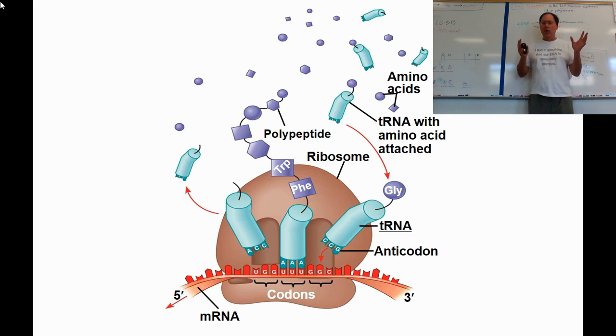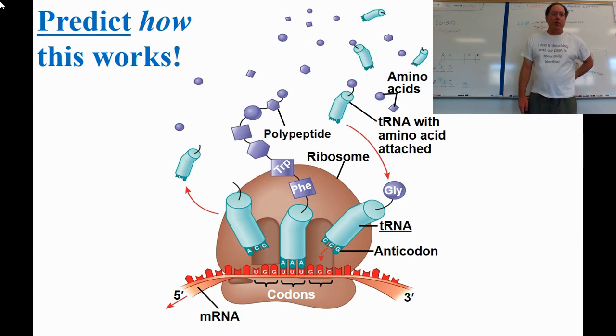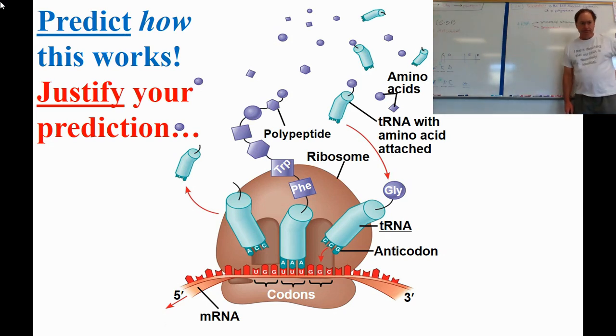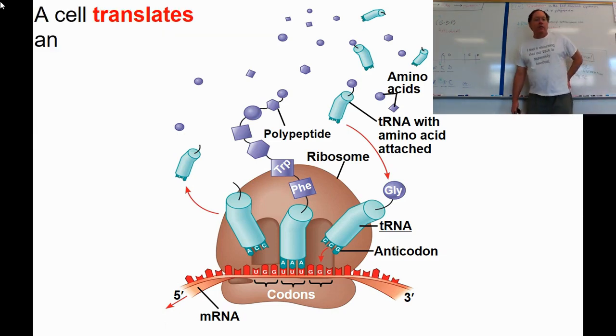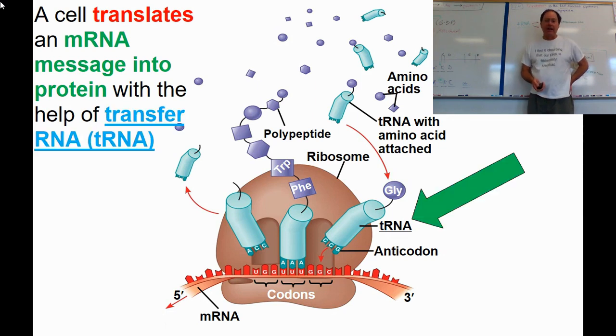But we just need to go over the big picture here, and then transfer RNAs. Those are the soup can things that you see up here with the purple thing attached to them. Those are amino acids that are attached to the tRNA. So go ahead, predict how this is going to work. This is translation. Say it out loud right now. Press pause, please. Well, a cell translates an mRNA message into a protein. Sorry, that's very clunky wording there from the book's publisher, with the help of transfer RNA, but I'm responsible for what I put on the screen, so that's my fault.